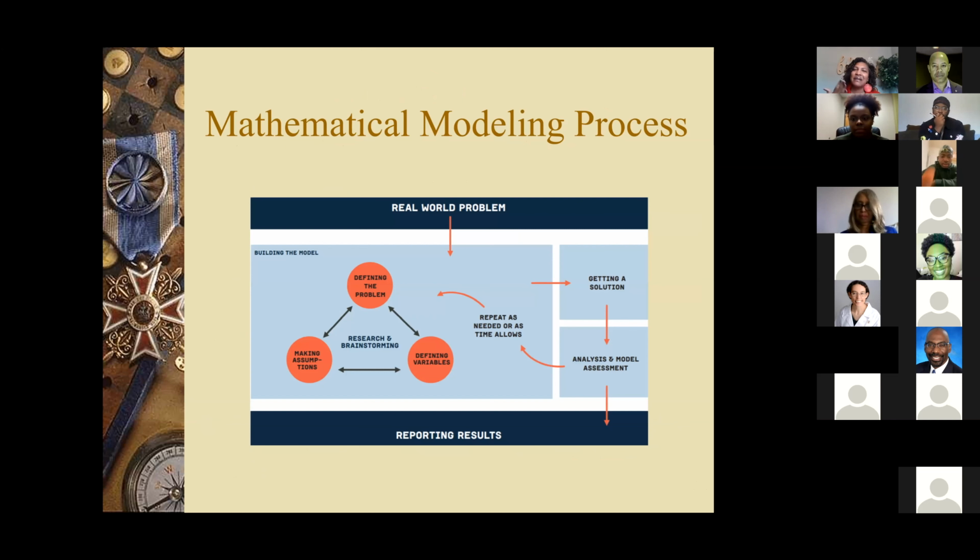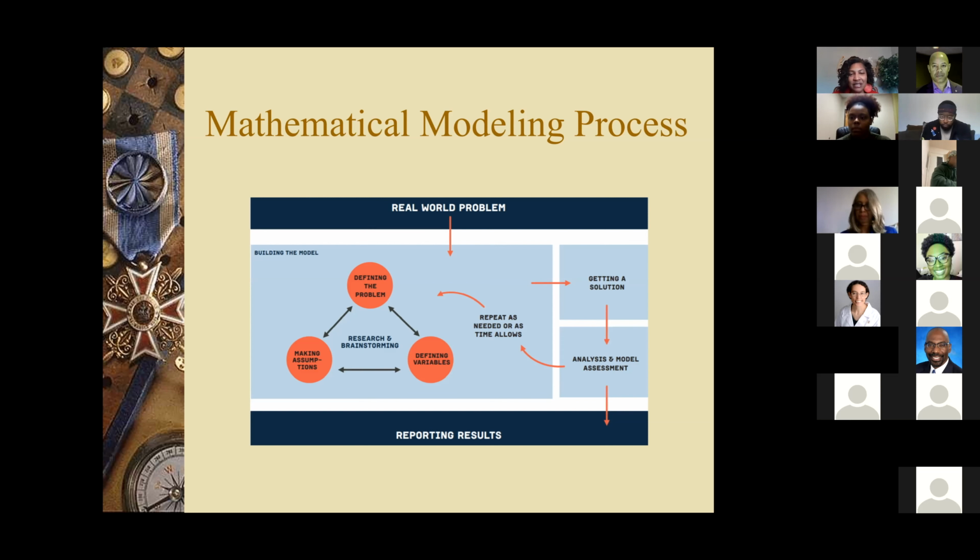But nevertheless, mathematical modeling, here is a process. Like I said, I got some of this information from the SIAM website. So you have this real world problem, and this is an iterative process, meaning that you don't just do it one time and it's said and done. But first of all, you define the problem. What is the actual problem, so I can put it into terms that I can understand.